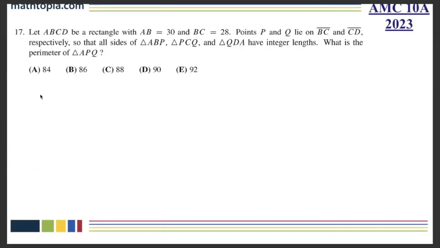Let ABCD be a rectangle with AB equals 30 and BC equals 28. Points P and Q lie on BC and CD respectively so that all sides of ABP, PCQ, and QDA have integer lengths. What is the perimeter of APQ?